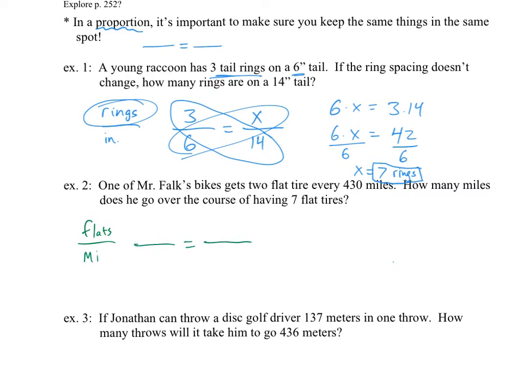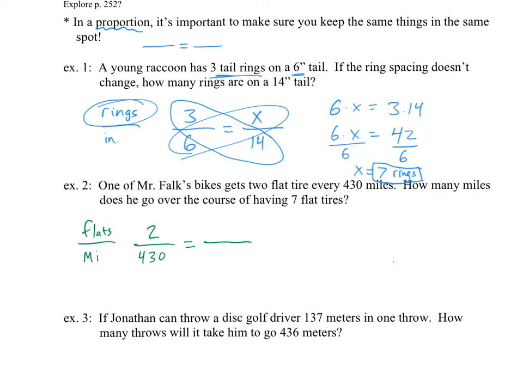And if I set up my proportion, all right, 2 flat tires. So if it's number of flats, it has to go in the numerator. 430 is miles. That goes down below. And those will be part of the same fraction because they're the pair, 2 flats every 430. Now, they're going to have to give us one of these 2 things, and then we'll solve for the other one.